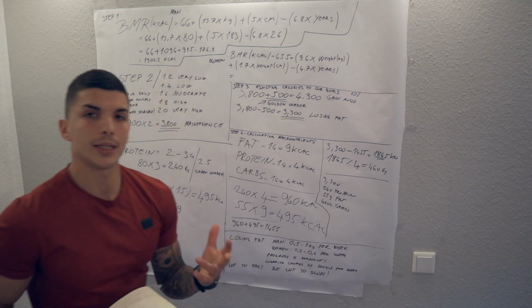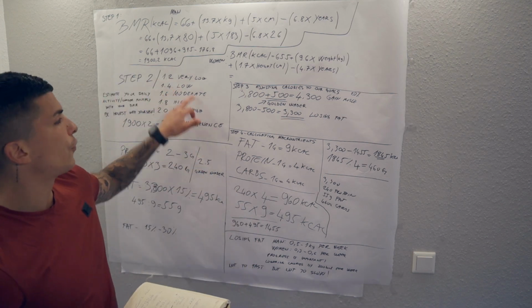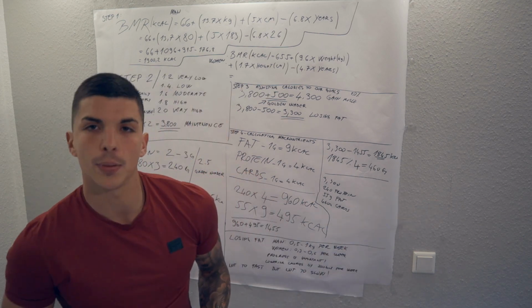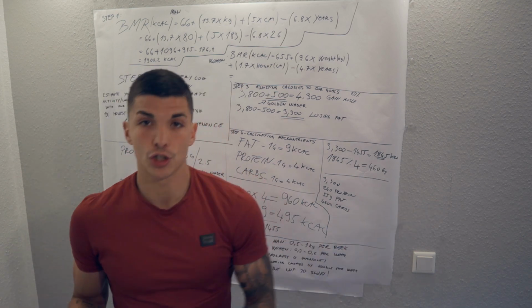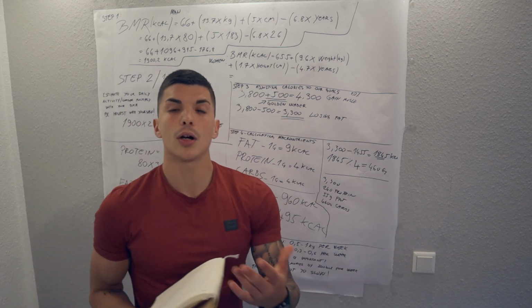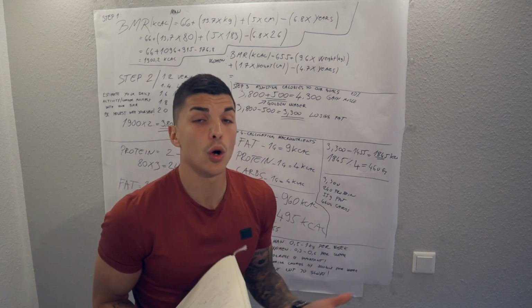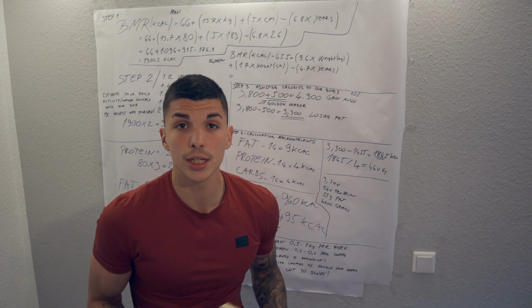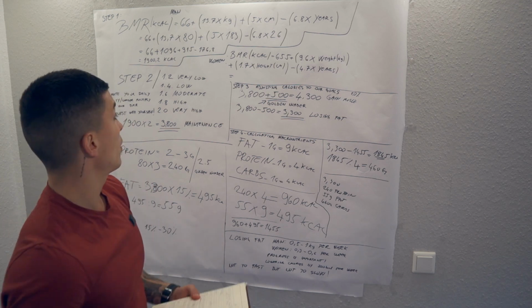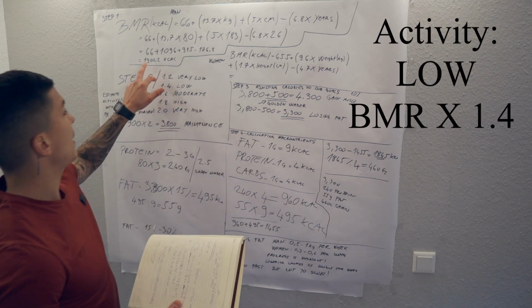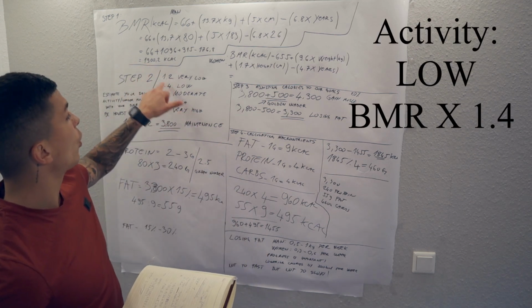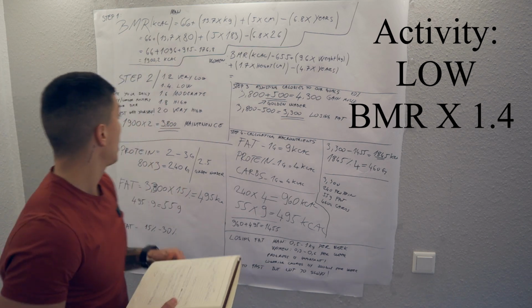Second one is low activity, and the number is 1.4. So again, a sample. That's like a non-physical job, but you're doing your chores, you're vacuuming, washing the dishes. So if you're low active, you multiply 1.4 with your BMR.